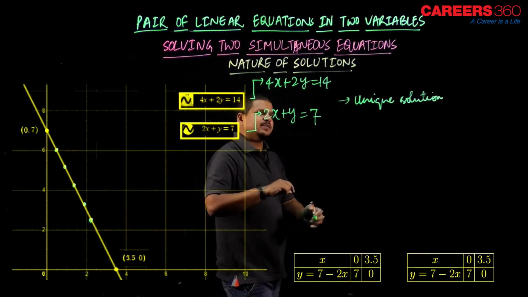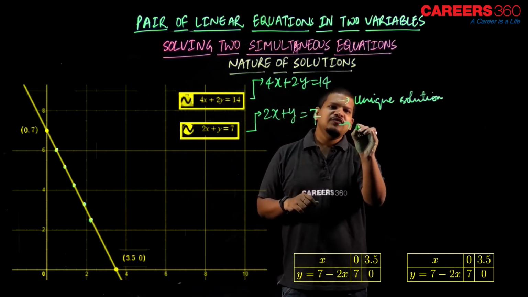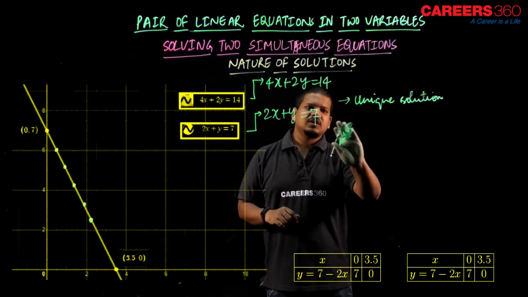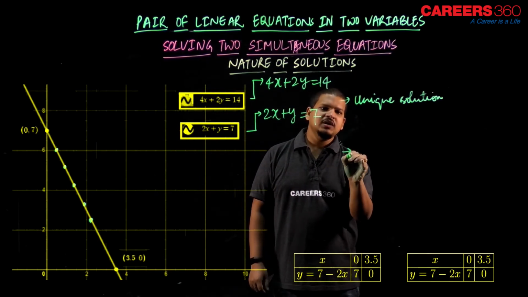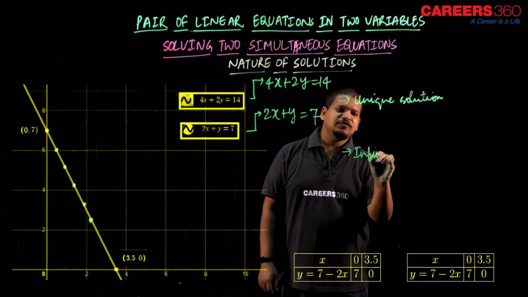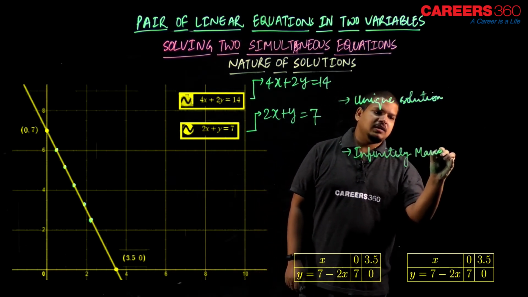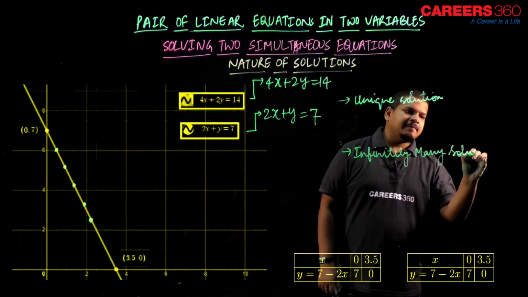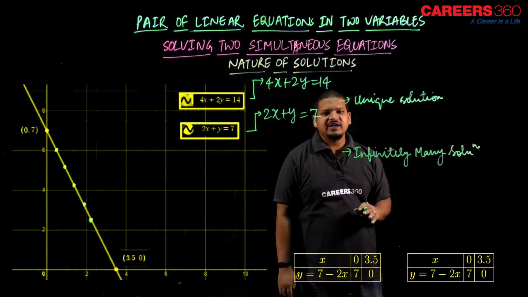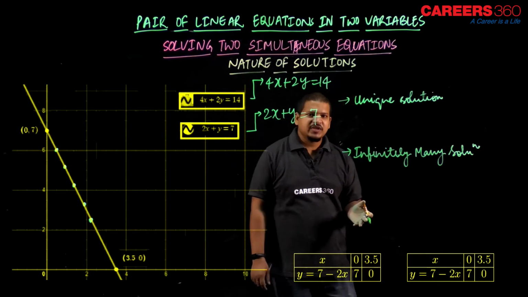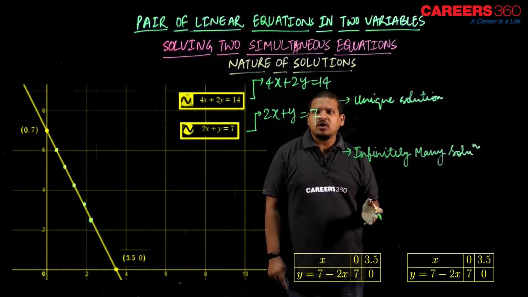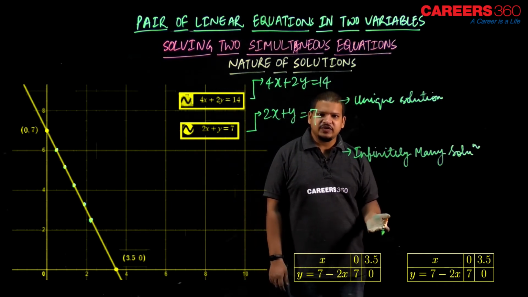So the second type of solutions could be infinitely many solutions. The second type of solutions will be infinitely many solutions. And now how will you identify that there is a particular equation of which we can get infinitely many solutions?